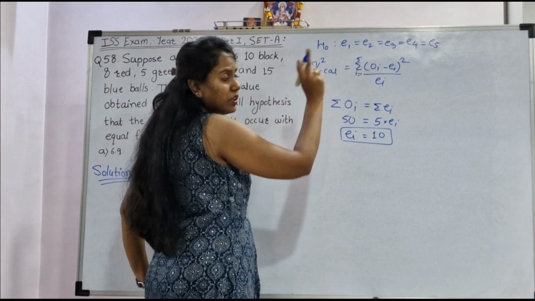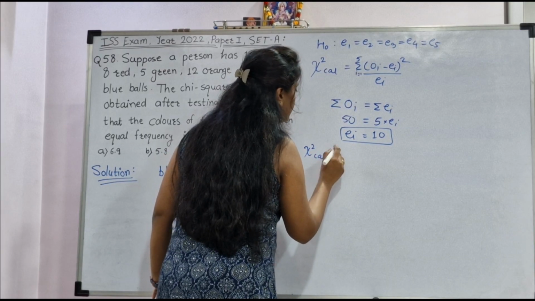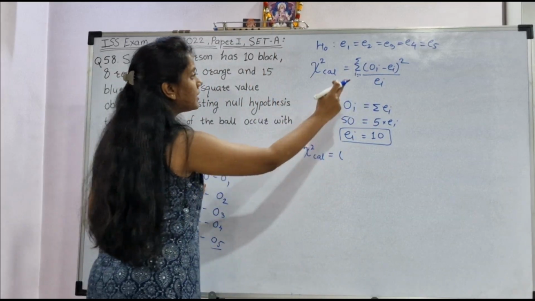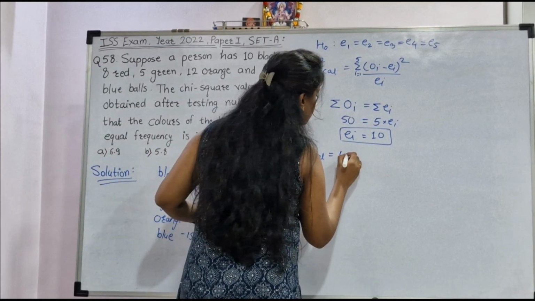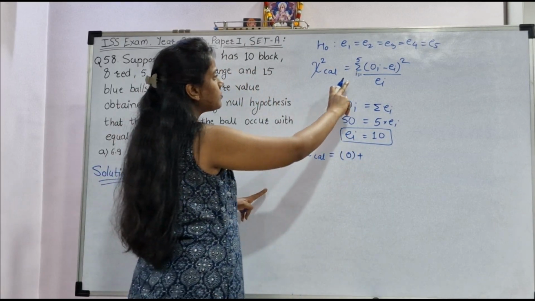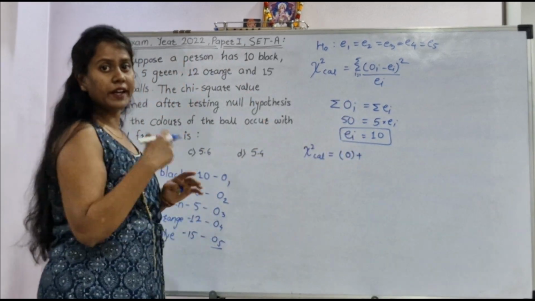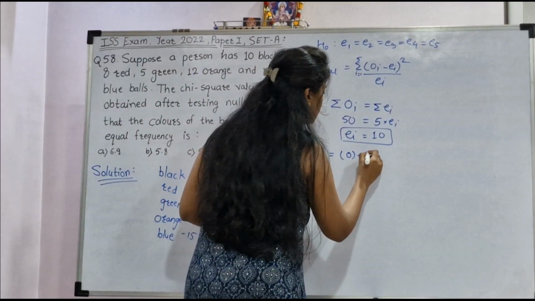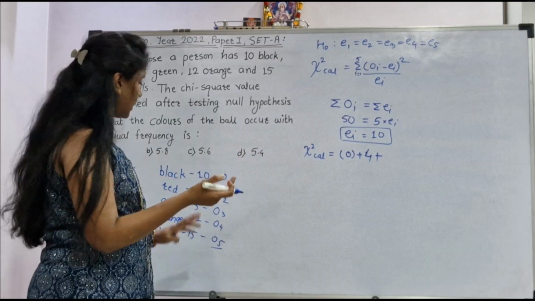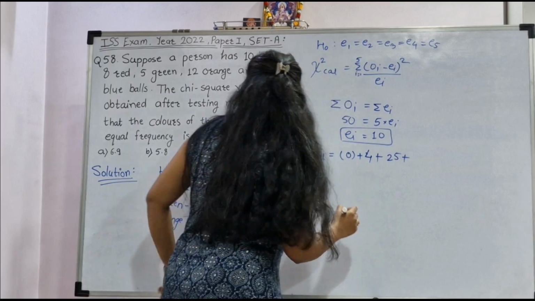Okay. So now we got the value of Ei and all observed values. Let's put it in the formula. So here we will get chi-square calculated equals. So first Oi minus Ei, 10 minus 10, it is 0, right? So 0 square will be 0. So our first term is 0 plus. Second value is 8 minus 10, its square. So minus 2 square is 4 plus 5 minus 10 square. Again what it is? It is minus 5. 5 square is 25 plus.